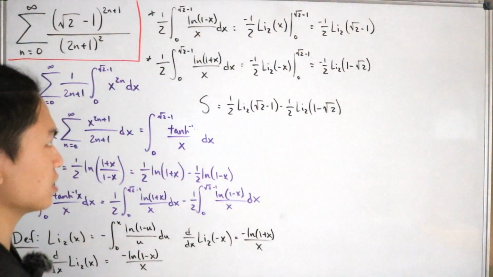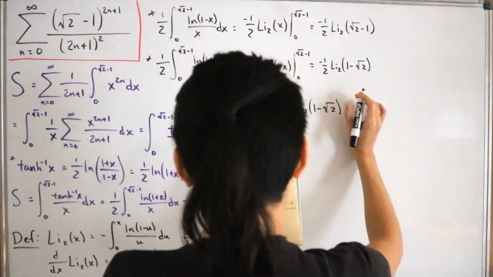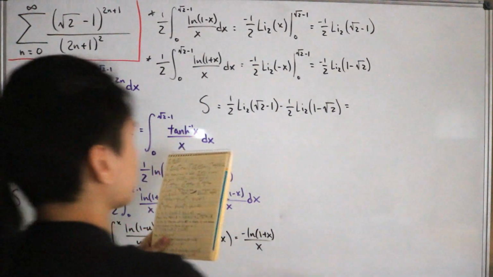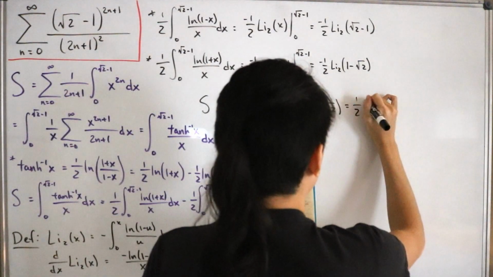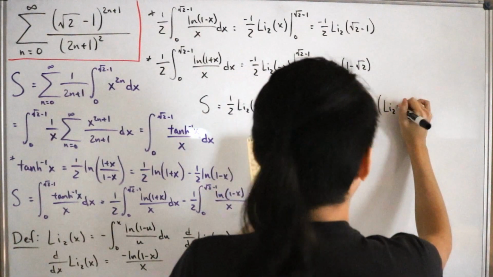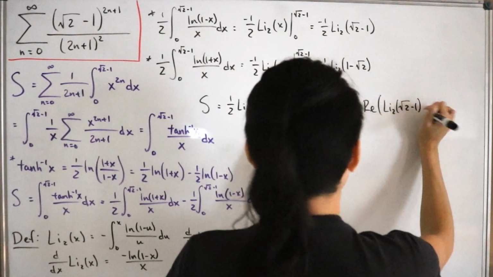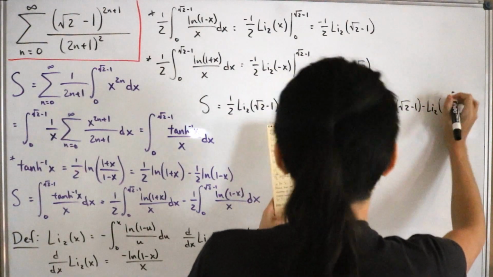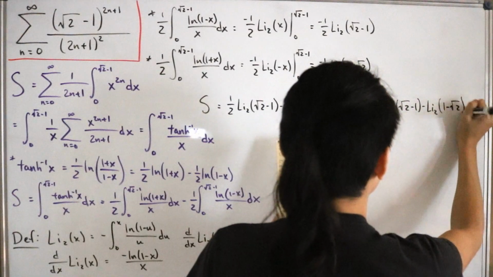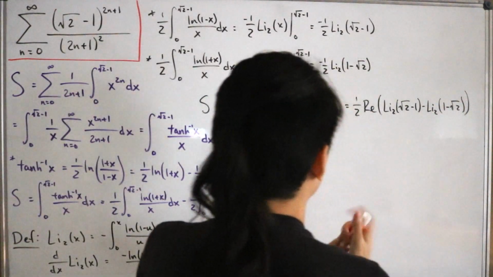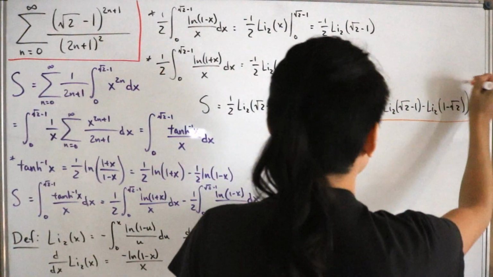With this, I can set this as, in other words, the real parts. For one, I'll factor out the 1/2, and then say the real part: 1/2 multiplied by the real part of the dilogarithm evaluated at the square root of 2 minus 1, and then subtract the dilogarithm at 1 minus the square root of 2. Now with this in mind, let's get into the real fun. Let me box this to see what we have achieved so far.